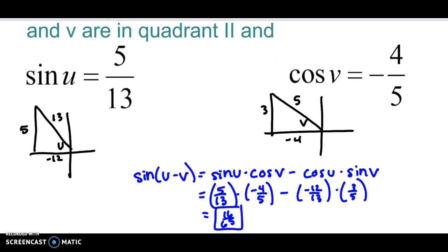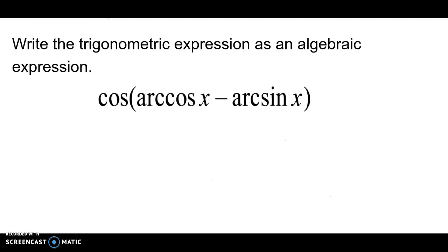Okay, so I told you guys to draw a triangle, so hopefully you did that both in quadrant 2, because that's what the directions tell you, and you can figure out the third side. So then sine of u minus v, I'm using the difference identity for sine. I should get a final answer of 16 over 65. Great, let's look at the next one.